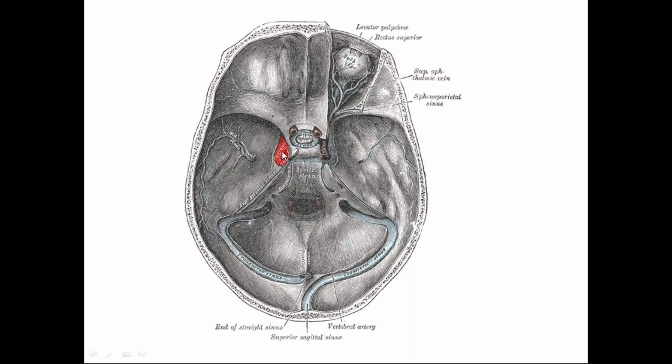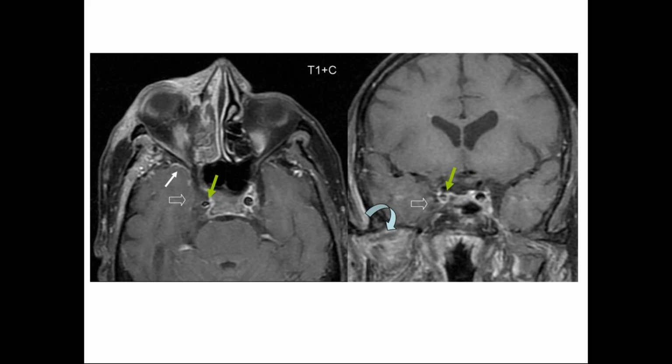You can see here it is a cavernous sinus. Whenever there is a thrombosis, it can lead to the opposite cavernous sinus involvement because of the intercavernous sinus connections anterior to the pituitary gland. It is a CT showing, this is MRI showing the cavernous sinus thrombosis.